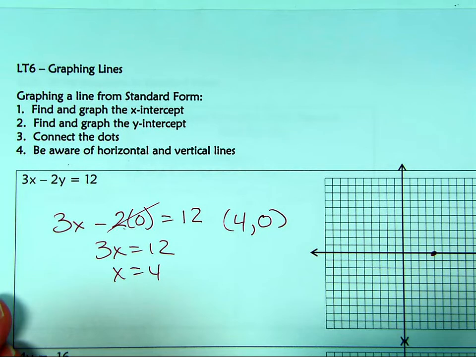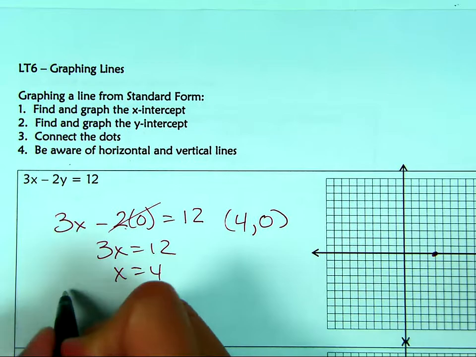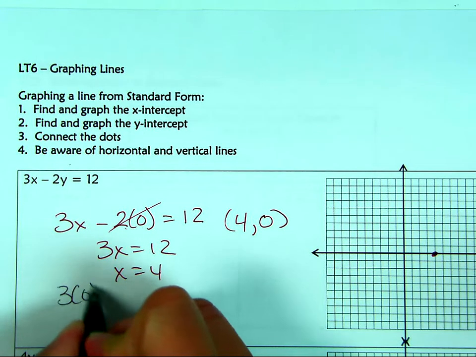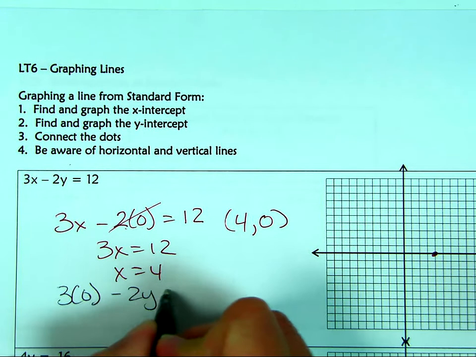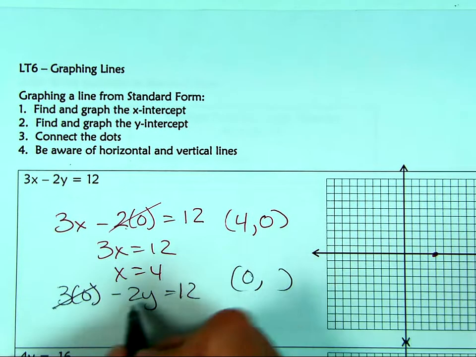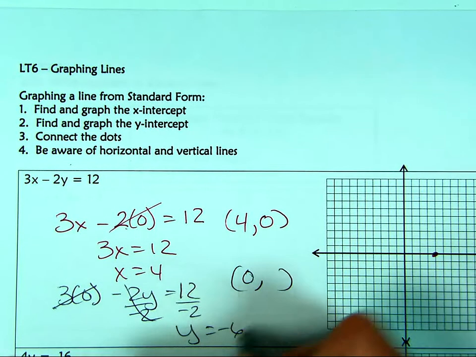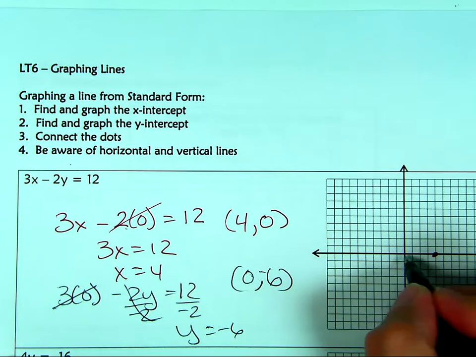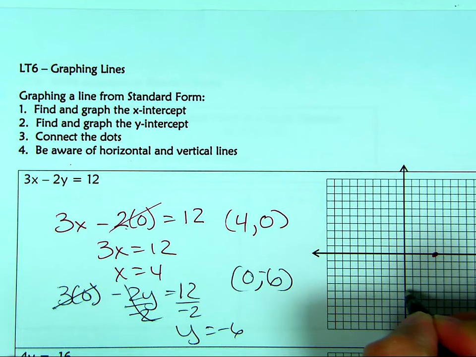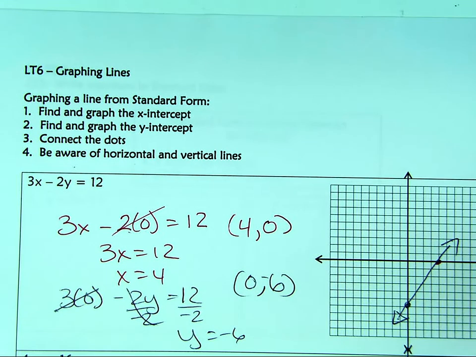Then I'm going to find my y-intercept. So I'll switch pens so you can see that. So now I'm going to make a 0 for x. So 0 for x, that goes away. I divide by negative 2, and I get y equals negative 6. So now I go to my y, 1, 2, 3, 4, 5, 6, and I connect the dots. And that is how you graph a line that's in standard form.